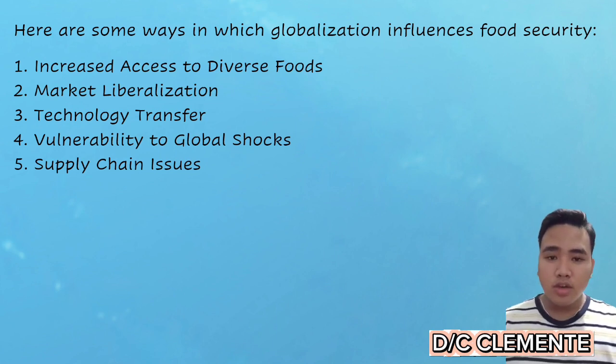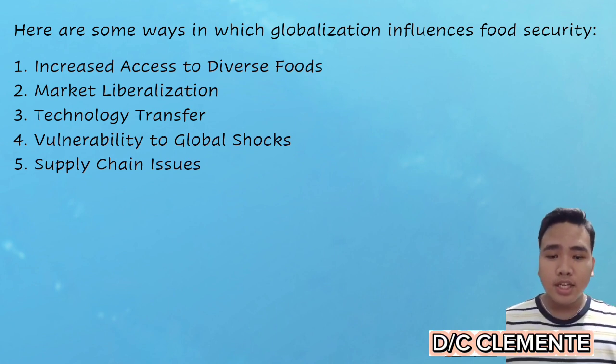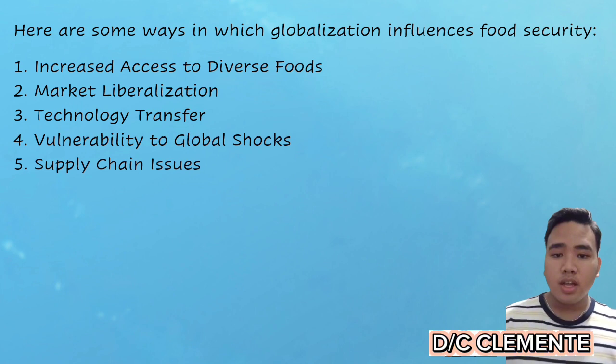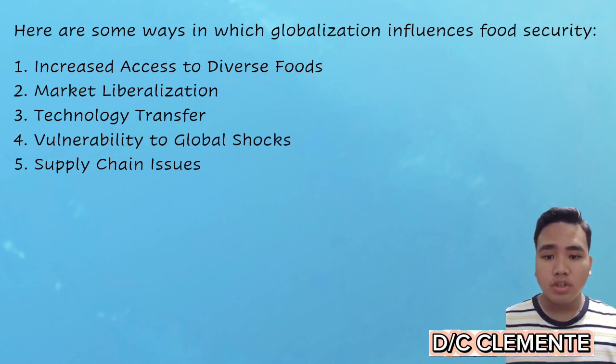So let us continue with number 5, supply chain issues. Supply chain issues refer to disruptions, challenges, or inefficiencies that arise within the process of producing and delivering goods or services from manufacturers to end customers. These issues can manifest at various stages, including raw material acquisition, manufacturing, transportation, and distribution.